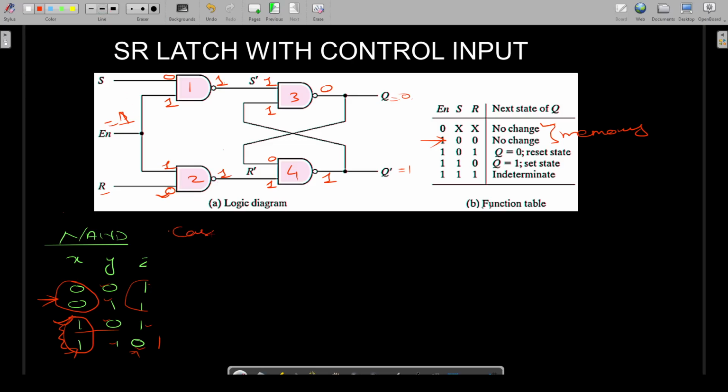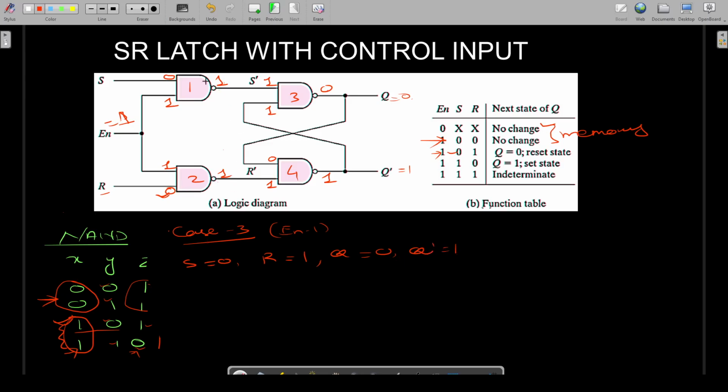So case 3. In the third case, the enable pin is obviously at condition 1, so the flip-flop latch will work, and we will take the input S equals 0 and R equals 1. Previously we took 0 0, now we are taking 0 1. And let us assume the previous value, I will take Q dash equals 1. You can take the opposite also.